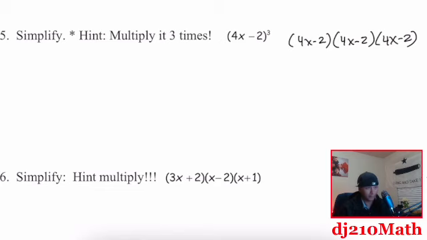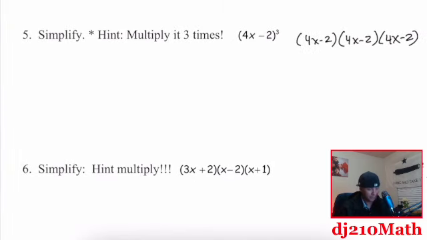Like when you have 3, right? So if you look at the difference between 5 and 6, they're identical for the most part. As far as procedures go, you have to take 3 things and multiply them out. The only thing with 5 is that it's the same thing, 4x minus 2. Whereas in number 6, they're different numbers, but it's still three things being multiplied, and you can only do two at a time. So the idea is to use FOIL, first, outer, inner, last.